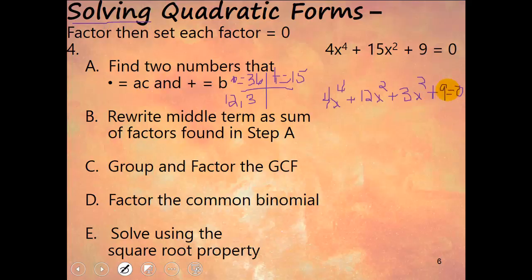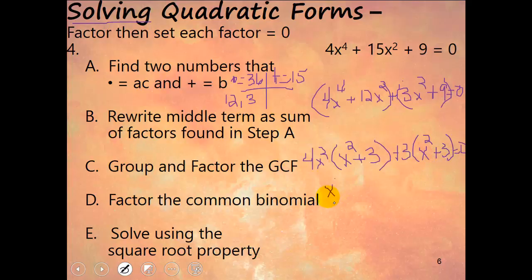All right, now I'm going to group, and then I'm going to factor. So I'm going to take out a 4x squared, and that's going to give me x squared plus 3. And then I'm going to pull out a 3, and that gives me x squared plus 3.